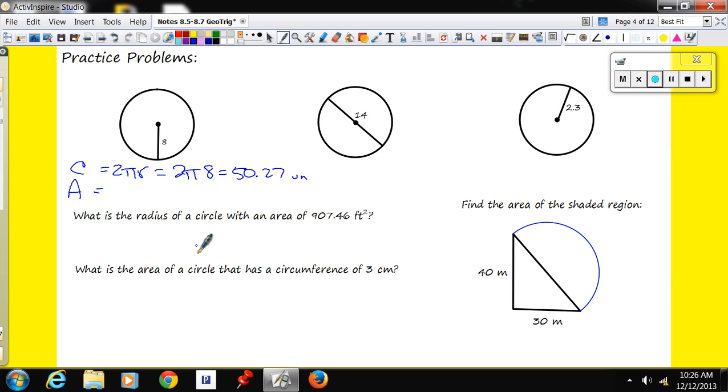Area, what do I use for my area formula here? Pi times r squared. We're in area, we need square units. Pi r squared. So it's going to be pi times 8 squared. In other words, we're using 64 times pi, because 8 squared is 64. 64 pi is 201.06. 201.06 square units.